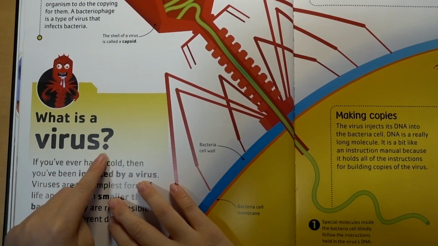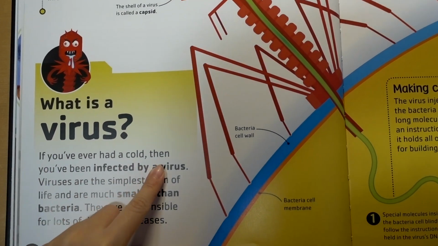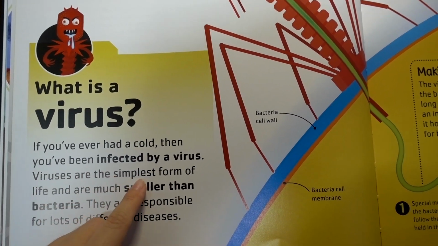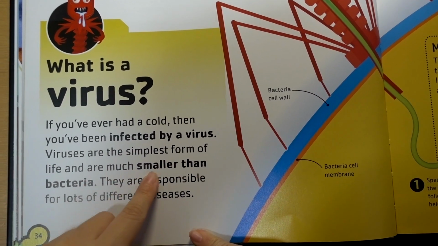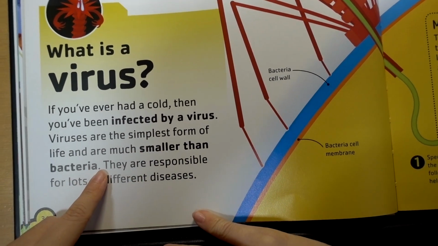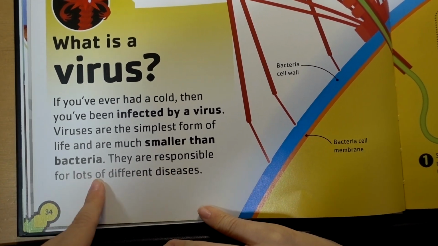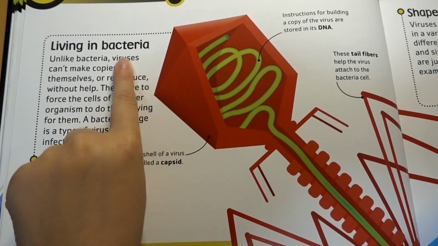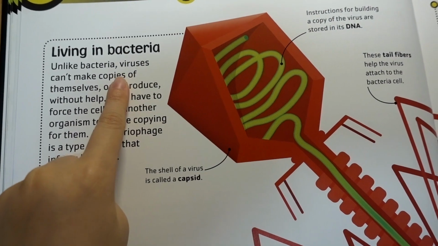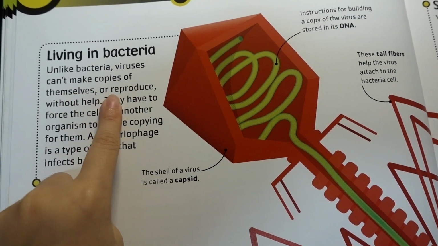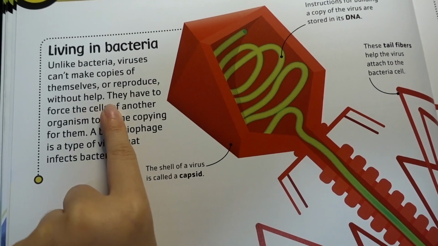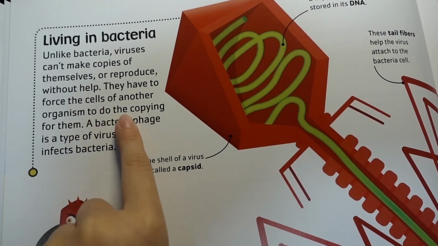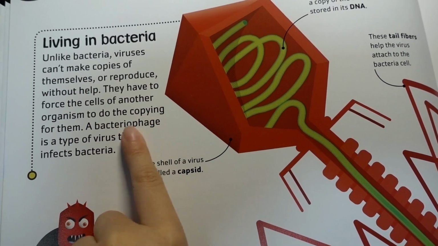What is a virus? If you've ever had a cold, then you've been infected by a virus. Viruses are the simplest form of life and are much smaller than bacteria. They are responsible for lots of different diseases. Living in bacteria. Unlike bacteria, viruses can't make copies of themselves or reproduce without help. They have to force the cells of another organism to do the copying for them.